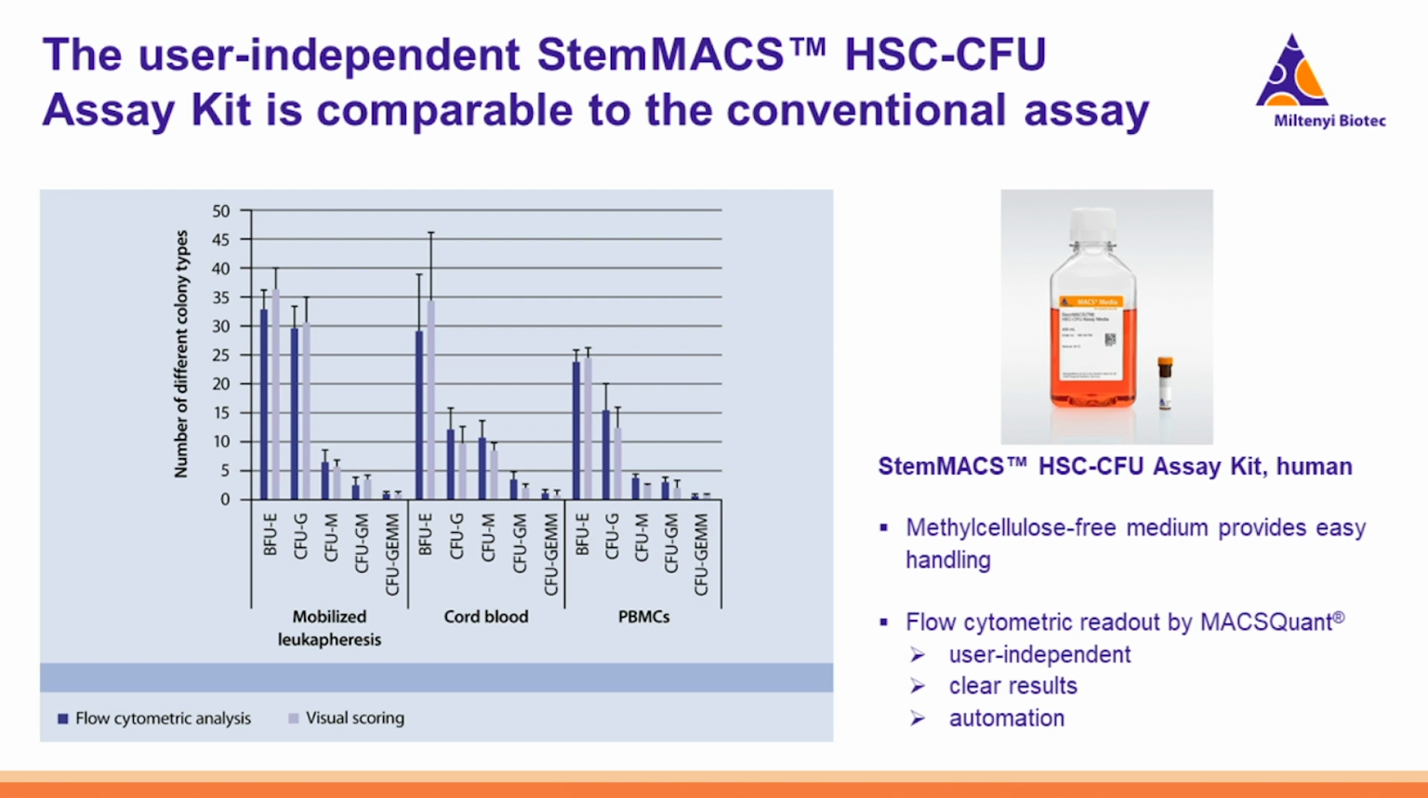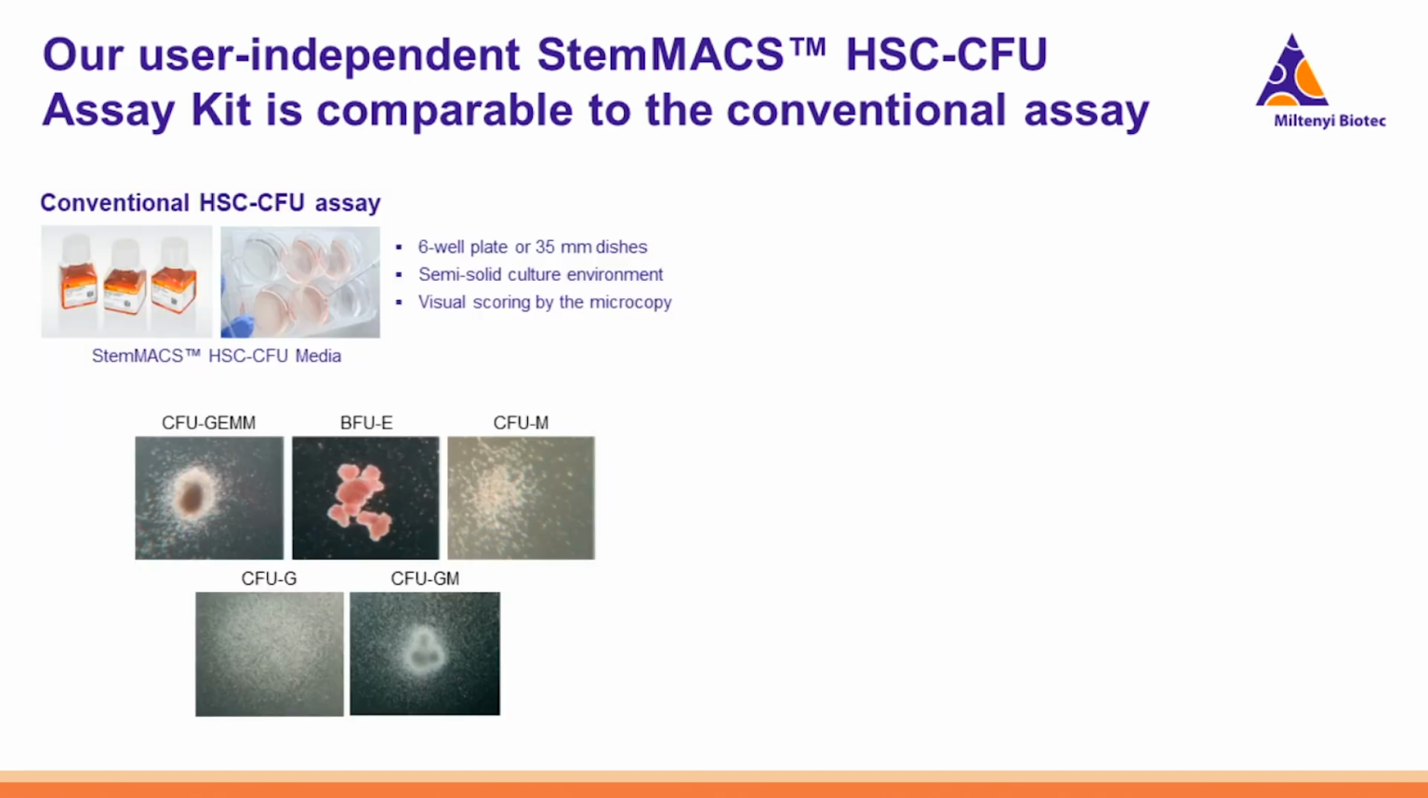Compared to the conventional assay, which is based on visual scoring, the StemMax HSC CFU assay kit allows a flow cytometric readout, providing clear and user-independent results. The analysis can be automated by using the MaxQuant and thus allows for high throughput measurement. Here, a short summary for the functional analysis by HSC CFU assays.